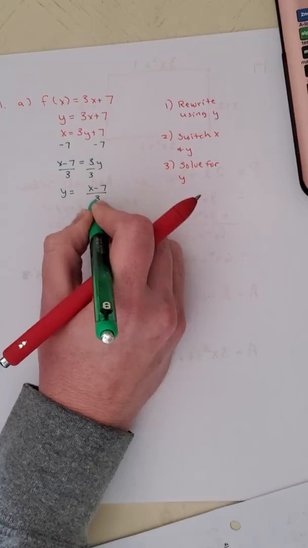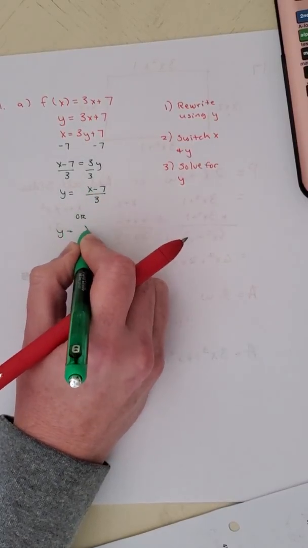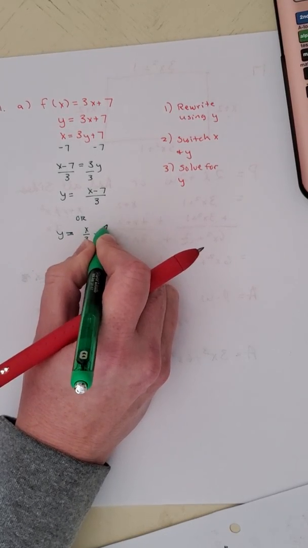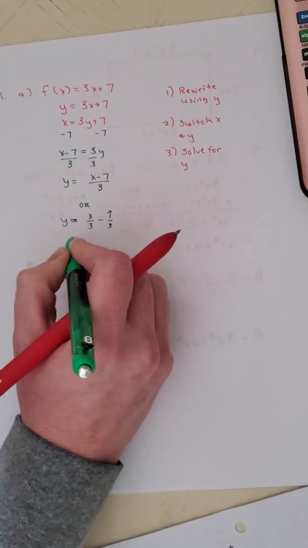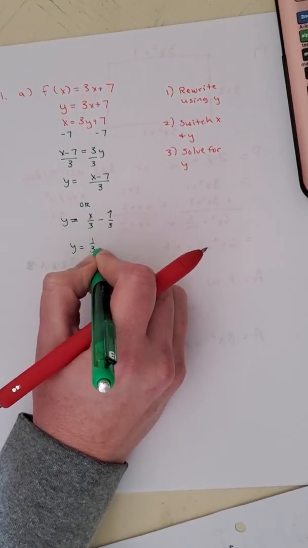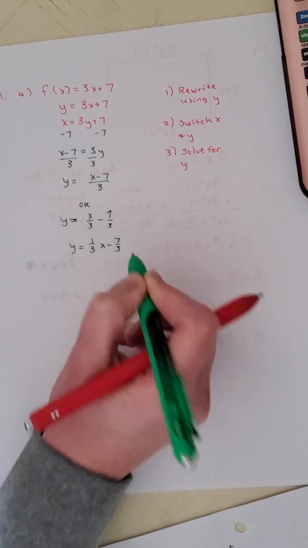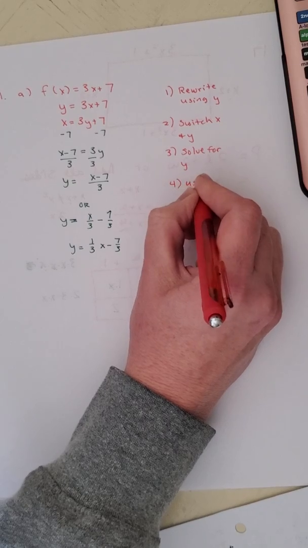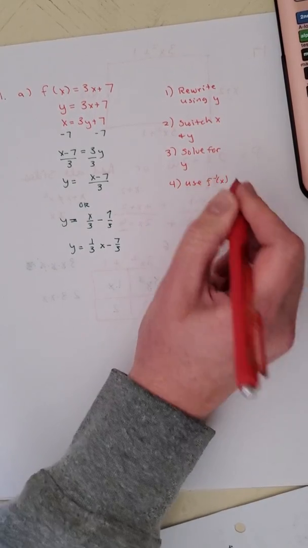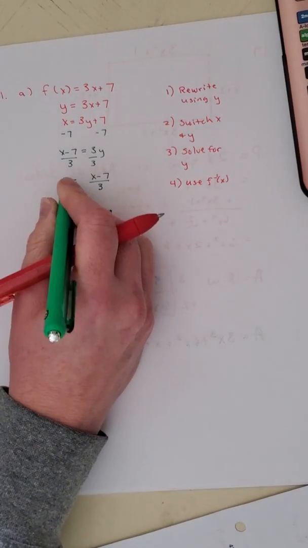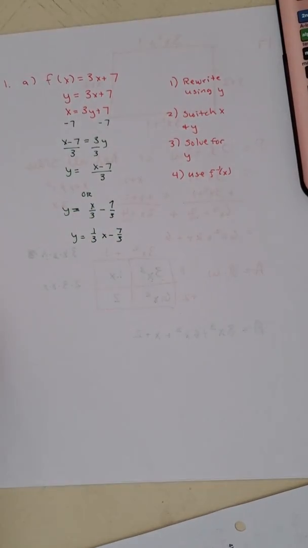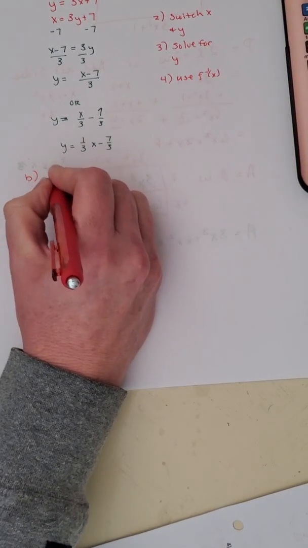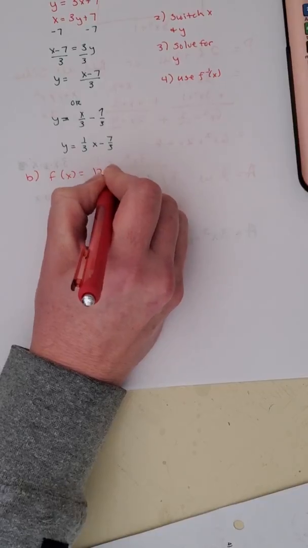Or they may split this and write it as y equals x over 3 minus 7 over 3. Or they could even write it as y equals 1/3 x minus 7 over 3. All right, and the last step is to use f inverse notation. So we would rewrite this with f inverse of x. All right. Number 1b, f of x equals 12x minus 6.